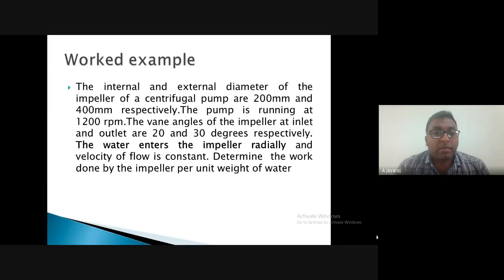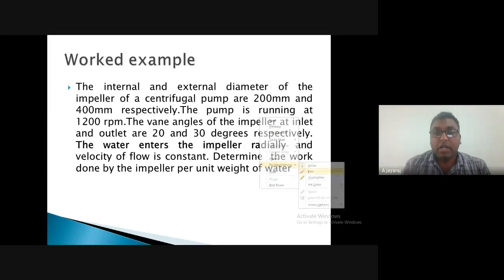Let us look at a simple worked example. The internal and external diameters of the impeller of a centrifugal pump are 200 mm and 400 mm. So we had learned that the impeller has two diameters. See, the impeller has blades on it.